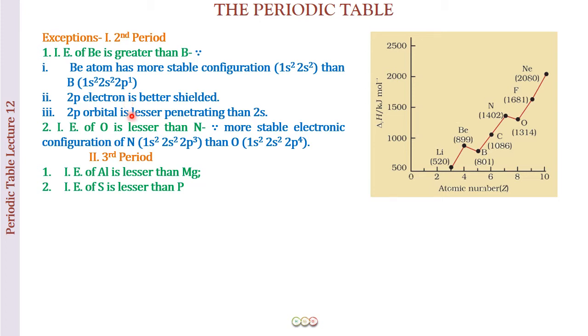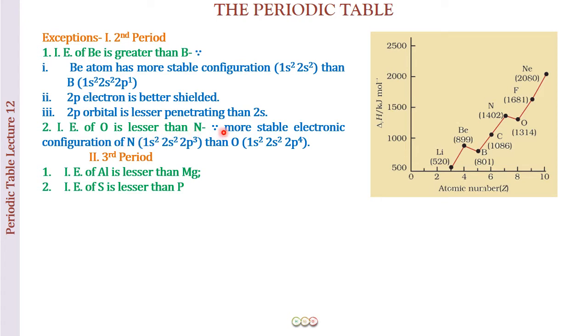Similarly, the 2p orbital is less penetrating than the 2s orbital, and hence it is easier to remove an electron from the 2p orbital as compared to a 2s orbital. So we have the ionization enthalpy of beryllium being more than that of boron. Now let us see oxygen and nitrogen.